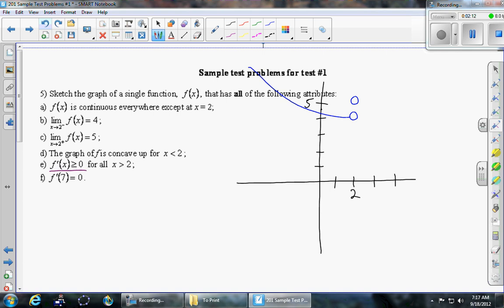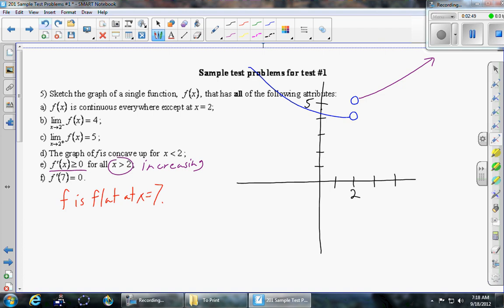If the derivative is positive, then the function's increasing. So for all x greater than 2, I need to draw a function that's increasing. And again, it needs to hit the top dot. So we'll just draw something increasing, and we can fix that if we need to. And then finally it says in part F, f prime of 7 is 0. So that means that the function is flat at x equals 7. It's got a horizontal tangent line.